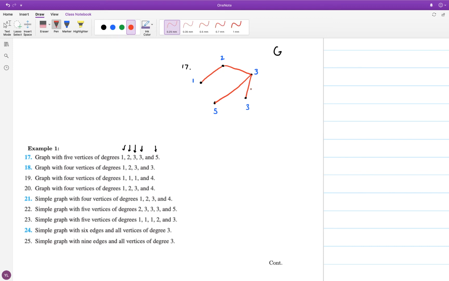So what I can do is add loops, right? Like this, the degree of this vertex is already 1. If I add a loop, then it has degree 3. And over here, if I add 2 loops, then I have a degree 5 vertex. Okay, so I just played around with it and I was able to get a graph for number 17. Let's see if we can do number 19.